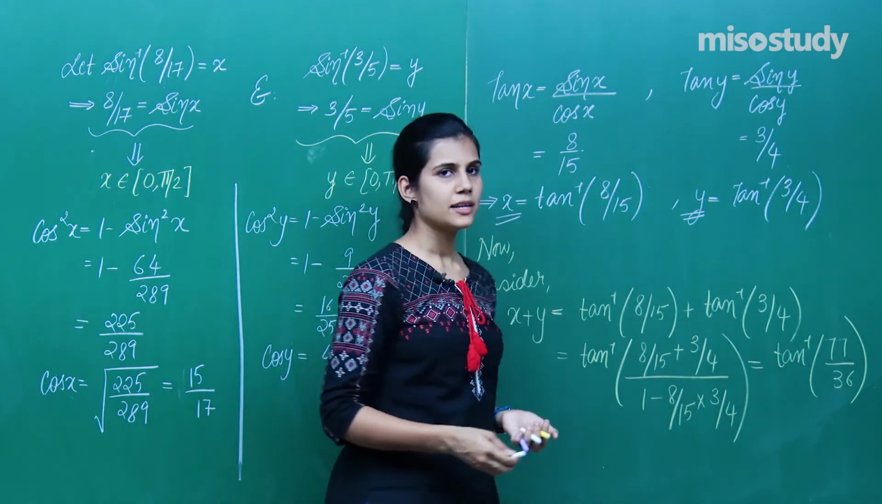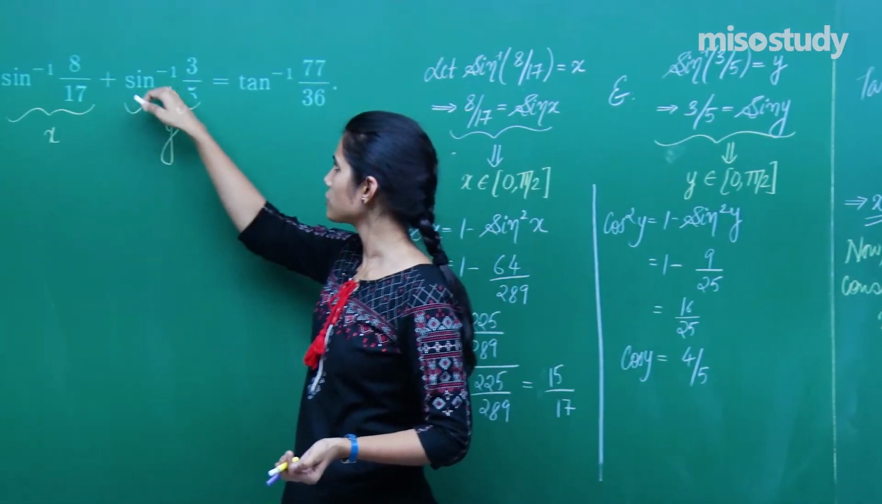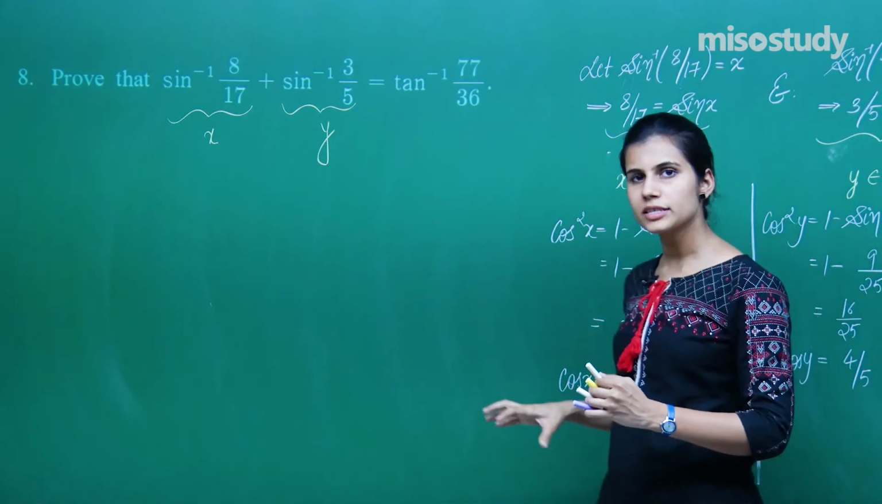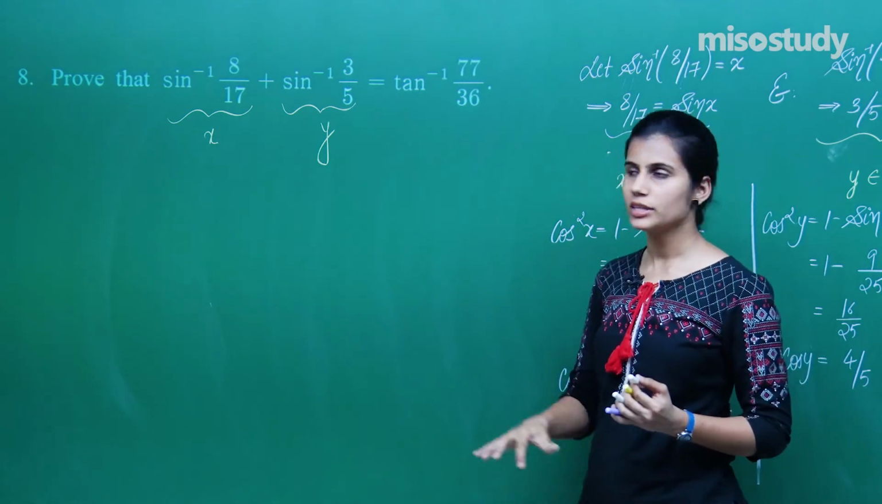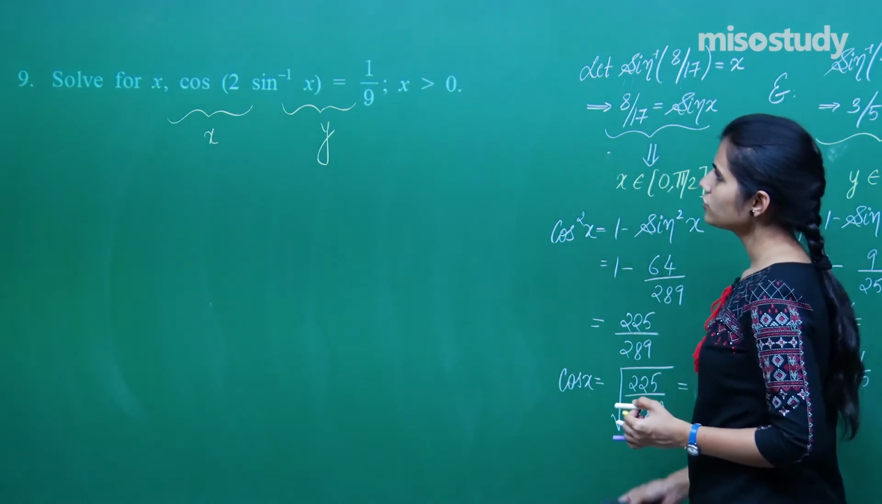And your x plus y is nothing but the left hand side, because I have assumed sin inverse of 8 by 17 as x and sin inverse of 3 by 5 as y. That's how we have first brought cos inverse in picture from sin inverse, and then with the help of sin and cos we have brought tan in picture and hence proved the right hand side. Clear? Moving on to the next question.